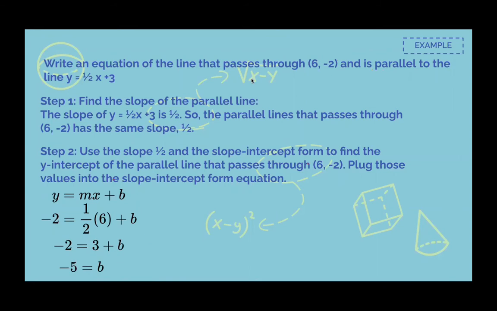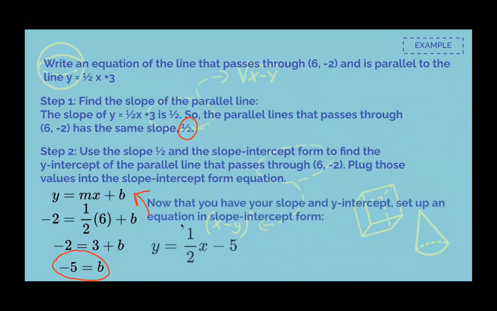Now you can see here that you have both your slope and also your y-intercept. So go ahead and plug it into your equation to create your final linear equation. So y equals mx plus b, you're just going to plug in your slope and your y-intercept. So your final equation would be y equals 1/2 x minus 5.